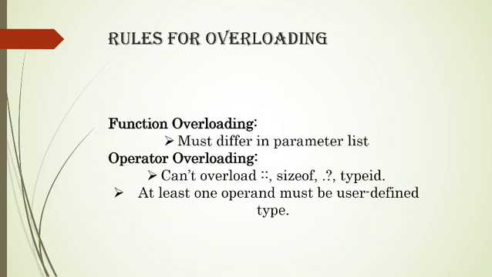In C++, there are a few important rules for overloading. For function overloading, the parameter list must differ. For operator overloading, some operators like scope resolution and sizeof cannot be overloaded. Also, at least one operand must be a user-defined type. And remember, return type alone cannot differentiate overloaded functions.